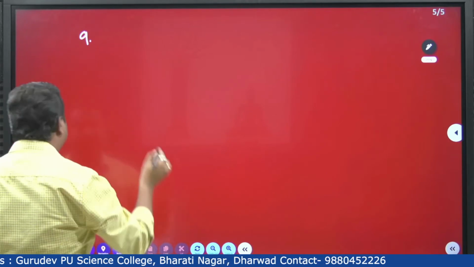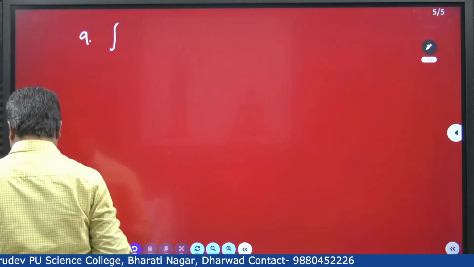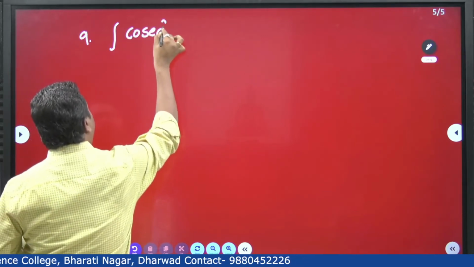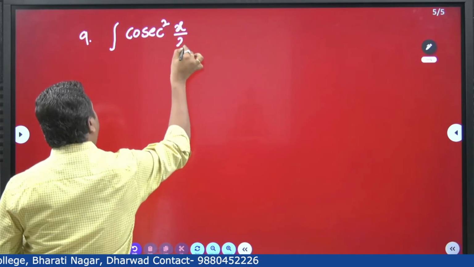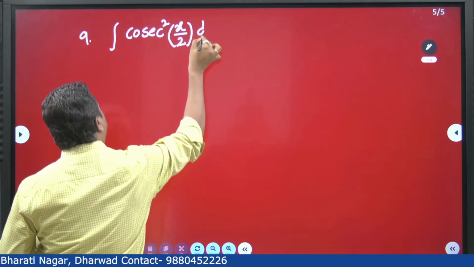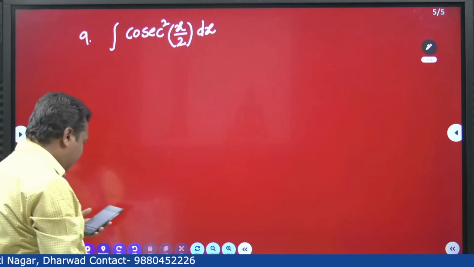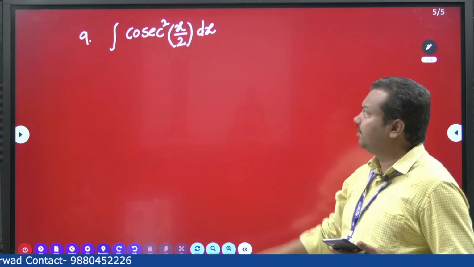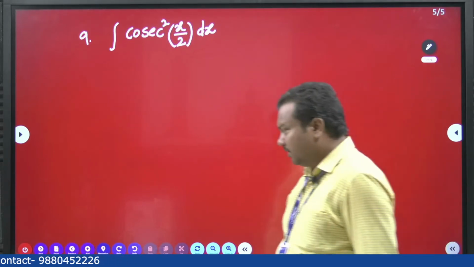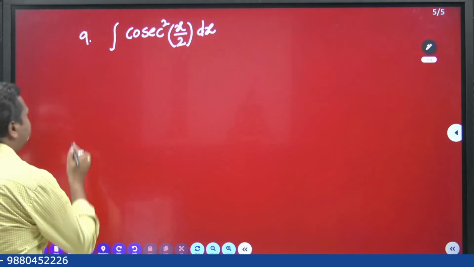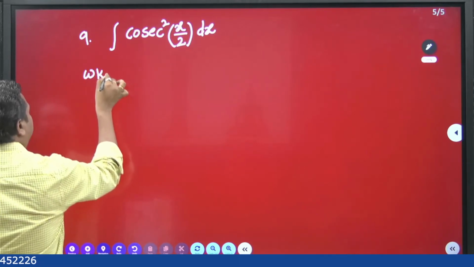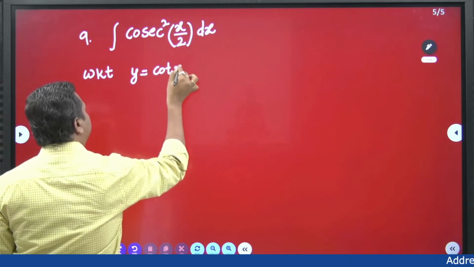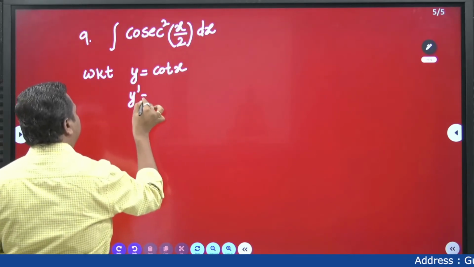Okay. Next. The ninth question is on integration. Evaluate the integration of cosecant square x by 2 dx. Of course, you can make it very simple by substituting x by 2 is equal to t. That is one method. What is another method? Let us recall. We know that if y is equal to cot x, what is y dash equal to?